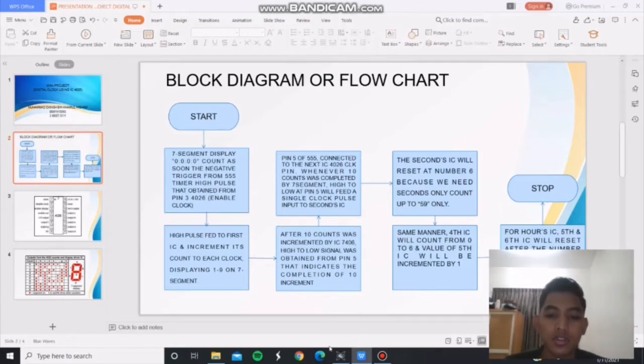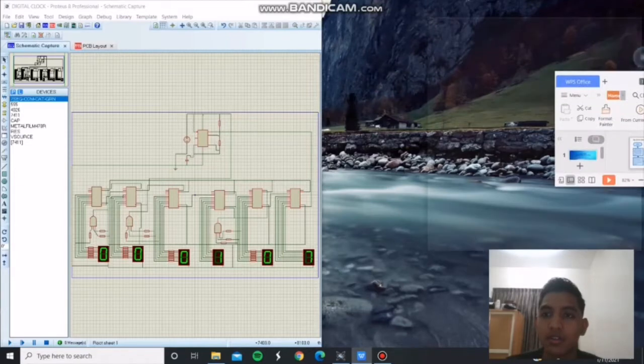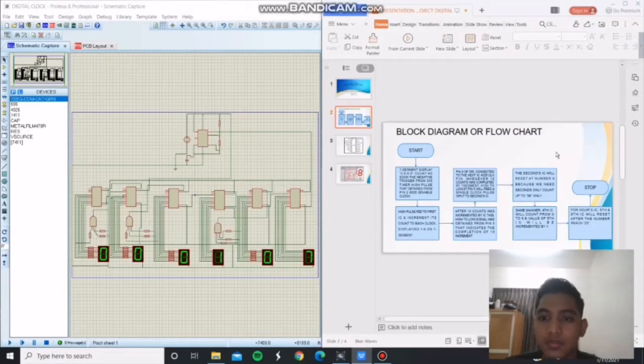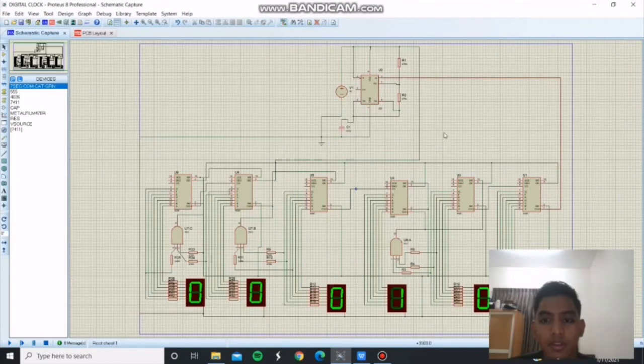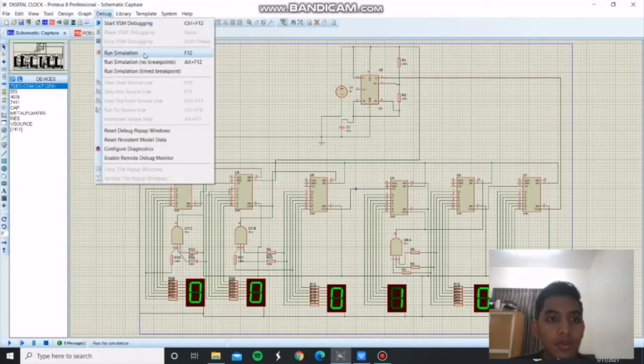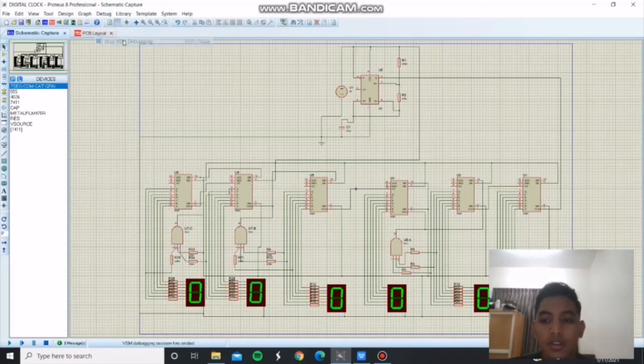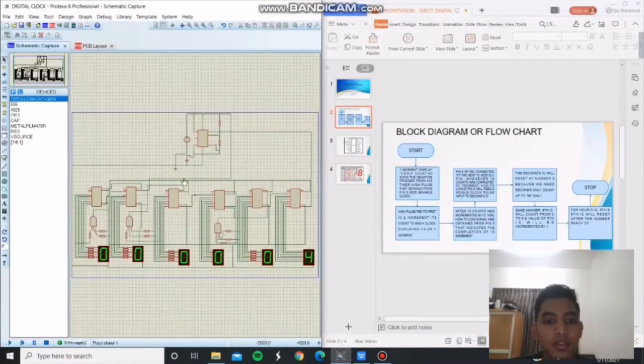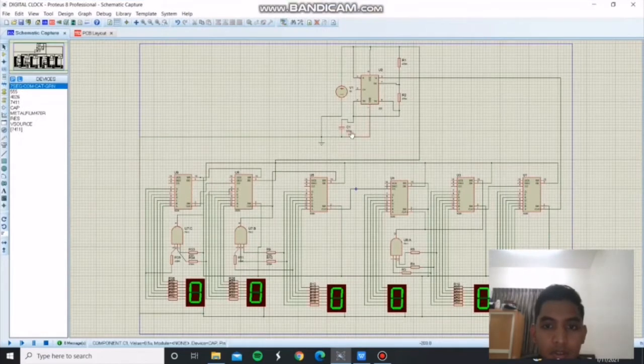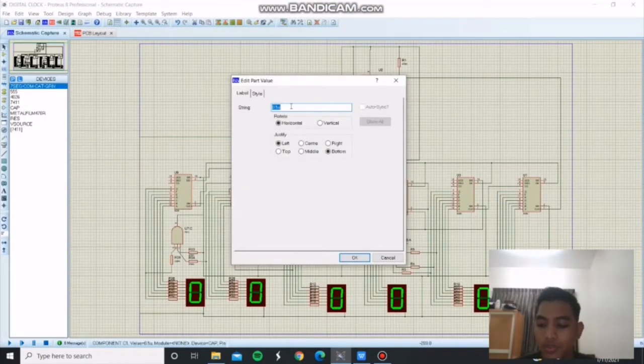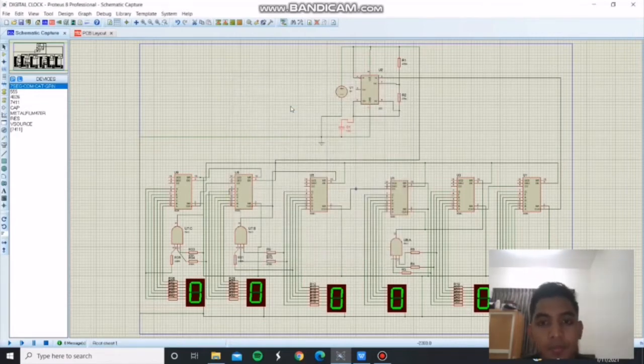First, when we start the circuit, the 7 segment display will display 000 count. When we run the simulation, there is a problem because I made the capacitor value too low. So I will make it 1.5 micro. Okay, I will start debugging.